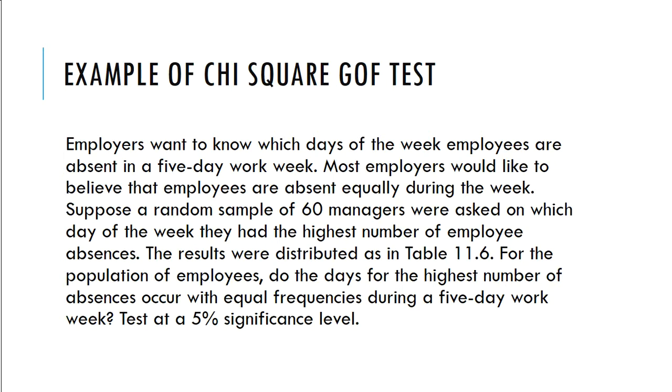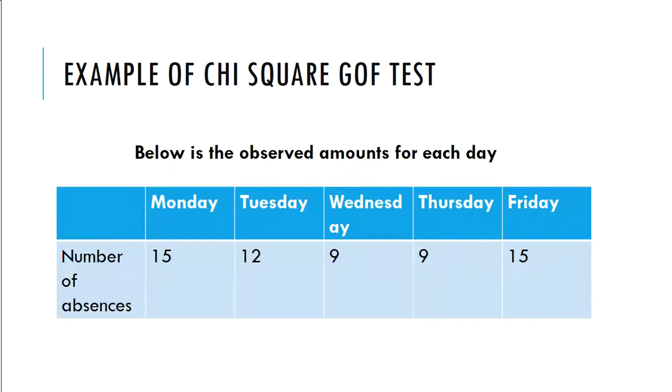Okay, so what they're saying here is there is no difference in the amount of absences during the week between Monday, Tuesday, Wednesday, Thursday, Friday. They're all the same. So people are going to be out the same amount. So here is the observed data. The number of absences on Monday was 15, Tuesday was 12, Wednesday was 9, Thursday was 9, and Friday was 15. So now we're seeing Monday and Friday are pretty high. But don't make that assumption, because what we're doing is kind of taking the average of all this data to see if they're really equal.